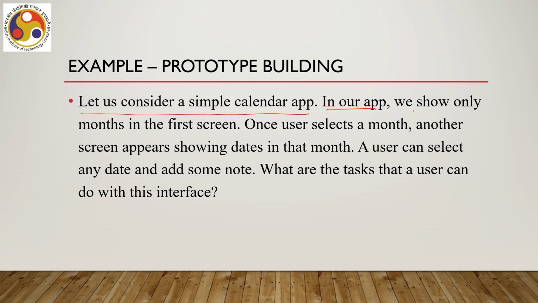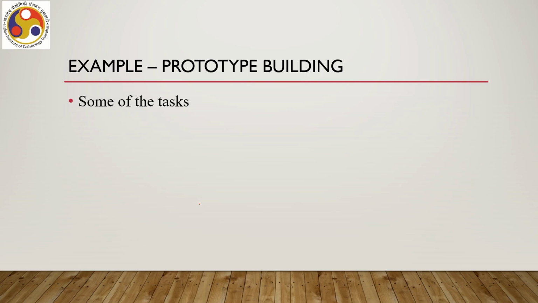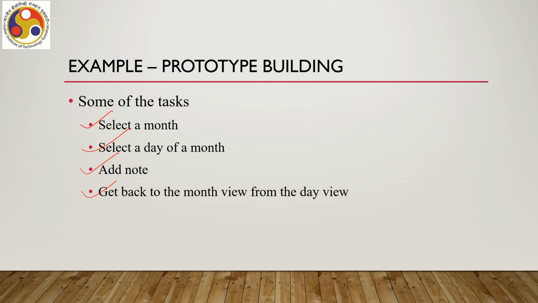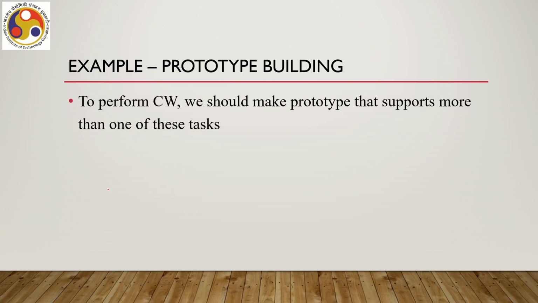In our application, we show only months in the first screen. Once the user selects a month, another screen appears showing dates in that month. A user can select any date and add some note. What are the tasks that a user can do with this interface? First, let us identify the tasks. There can be many tasks. Some of those are selection of a month, selection of a day of a month, addition of some note, getting back to month view from the day view, and so on.